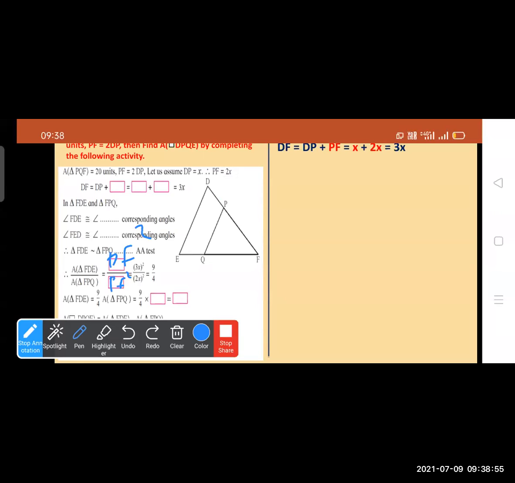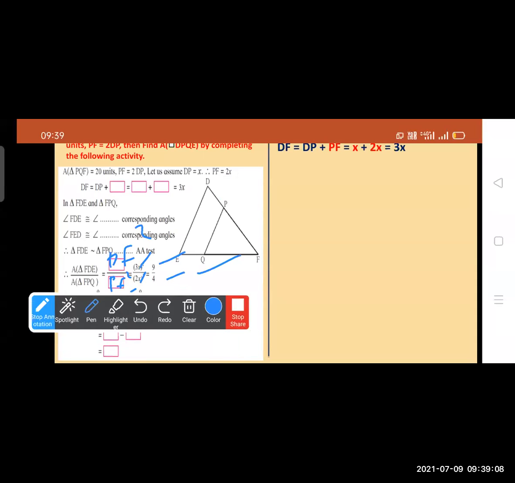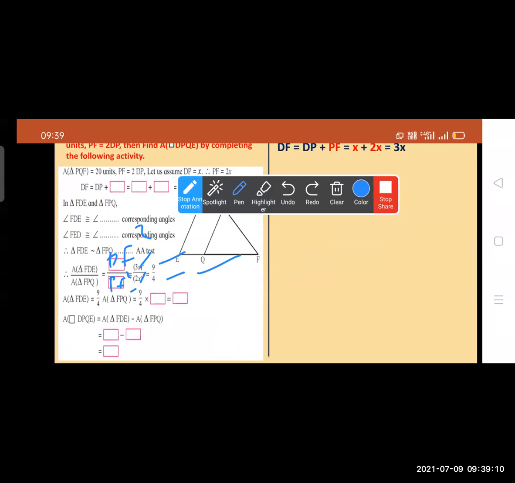Did you understand why we wrote DF square by PF square? Yes, ma'am. Now x square gets cancelled. Square of 3 is 9, square of 2 is 4. So we get 9 by 4. Again they give the condition: the area of triangle FDE is 9 by 4 times the area of triangle FPQ, and FPQ is 20. So here we write 20. 4 ones are 4, 4 fives are 20. So 9 into 5 is equal to 45.